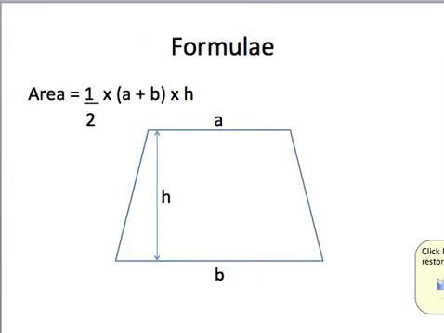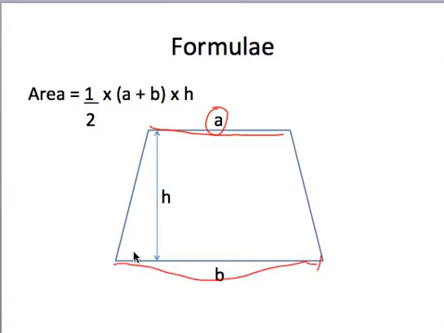The area of a trapezium is half multiplied by a plus b multiplied by the height. So your a is your top length and the b is this length here. You add those together before you multiply by a half, or multiply by 0.5, and then multiply it by this perpendicular height.